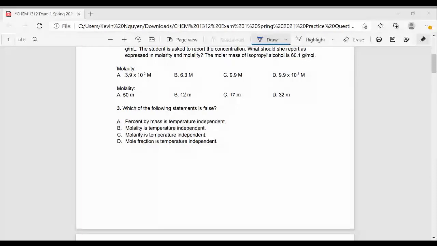So that's going to be a false statement. So molarity is temperature dependent because it depends on a volume in the denominator.